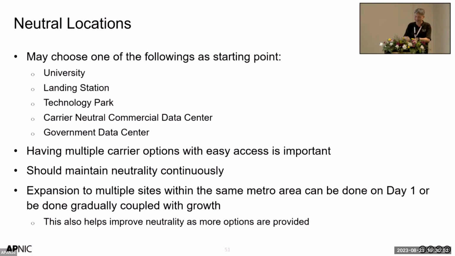So same for an IX. In this case, it is better to have a carrier-neutral data center with multiple carrier options, and you surely need to maintain neutrality continuously. And also, I think in order to allow people to have more choices, you should consider expansion to multiple sites within the same city. Then it can help you to become even more neutral because people have choices.